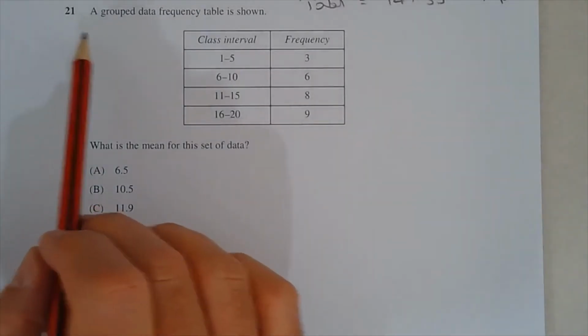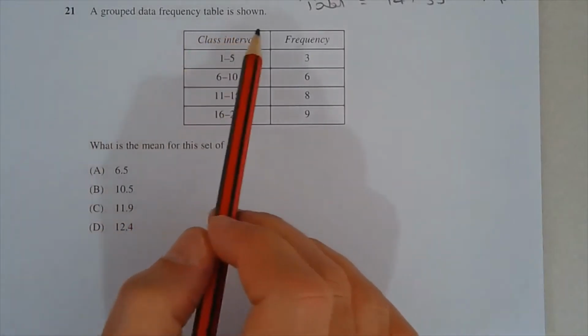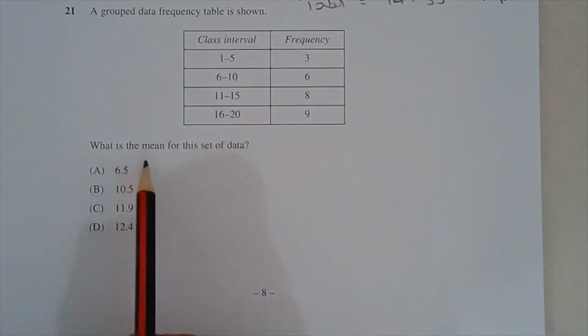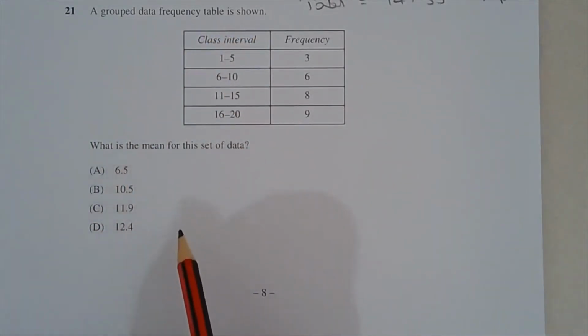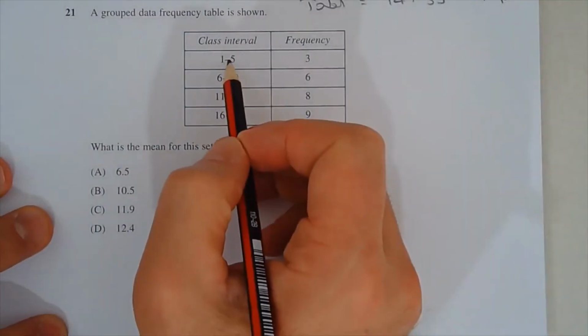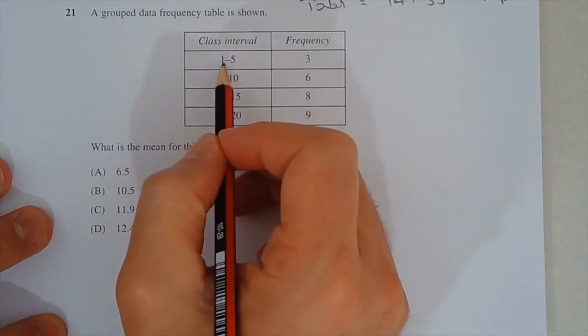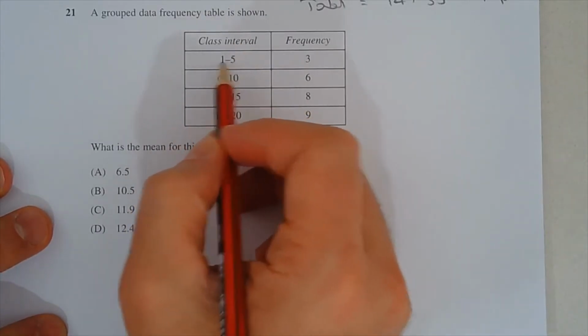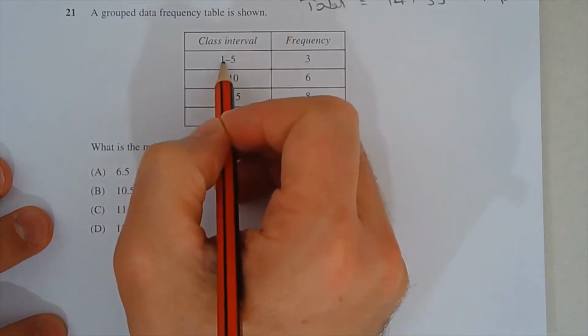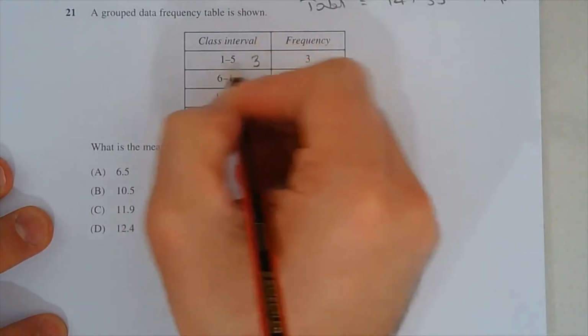Question 21. A group data frequency table is shown. What is the mean for this set of data? Now, first thing we need to do is to work out the center of each of these class intervals, which is the average of each of the two endpoints. So the average of 1 and 5 is 3. Add the 2 and divide by 2.